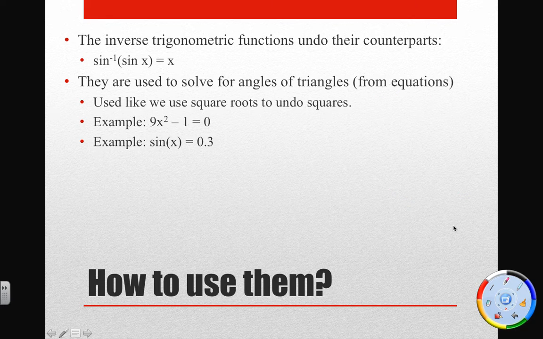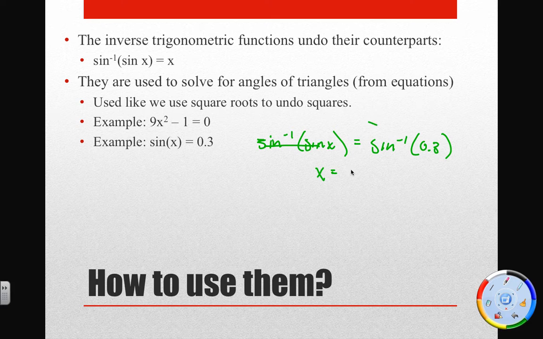So if I was to take this sine of x is equal to 0.3, I would take the sine inverse of both sides as I did with the square root. Now this is something you don't always have to write here. We just know they undo each other. And this cancels to an x. If I plug into my calculator the sine inverse of 0.3, I get 17.46 degrees.